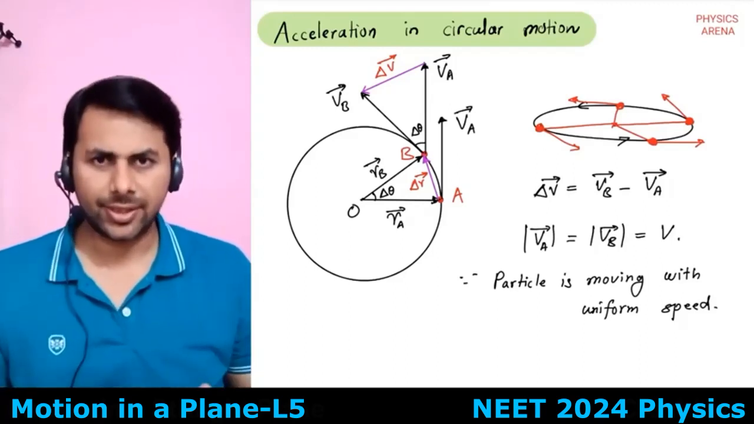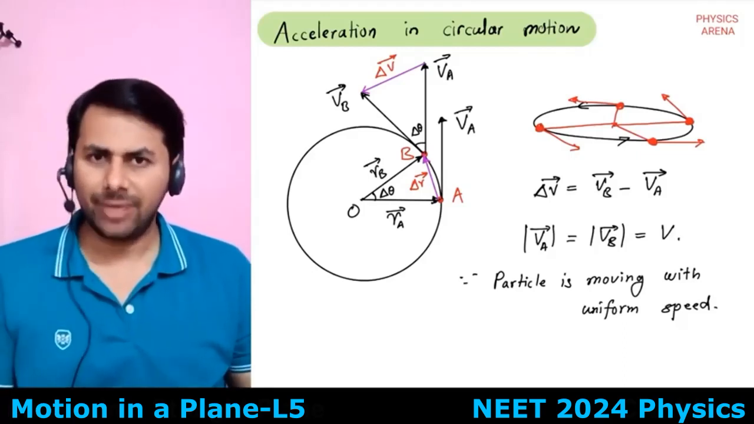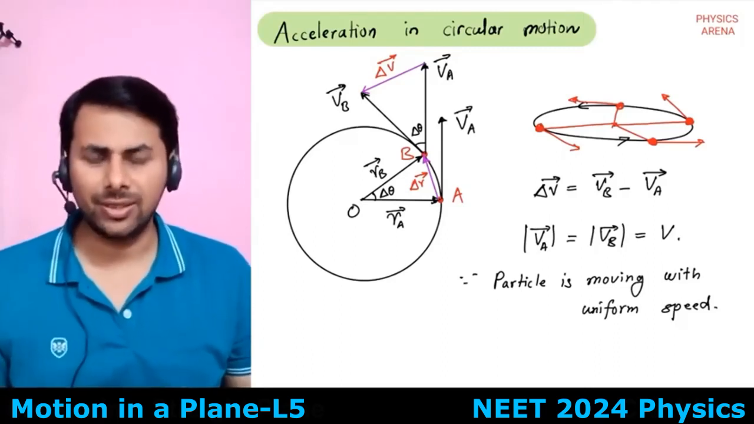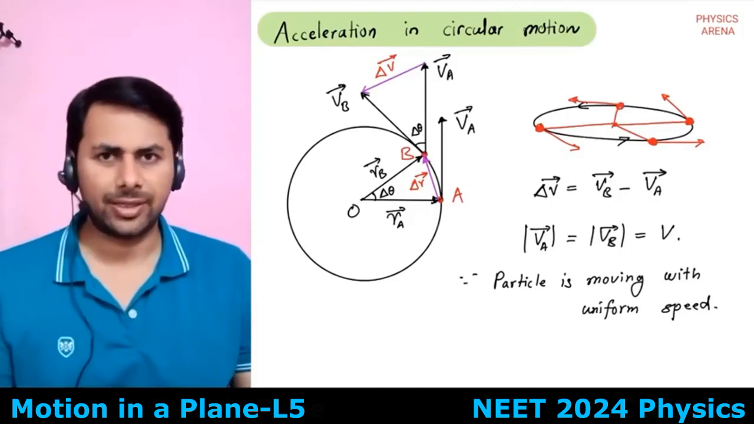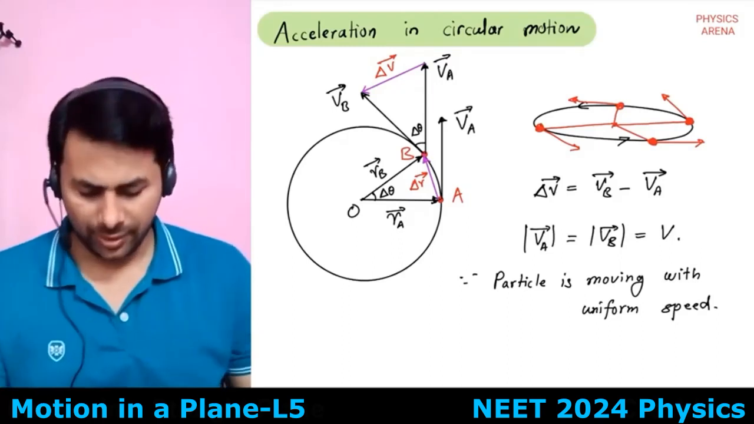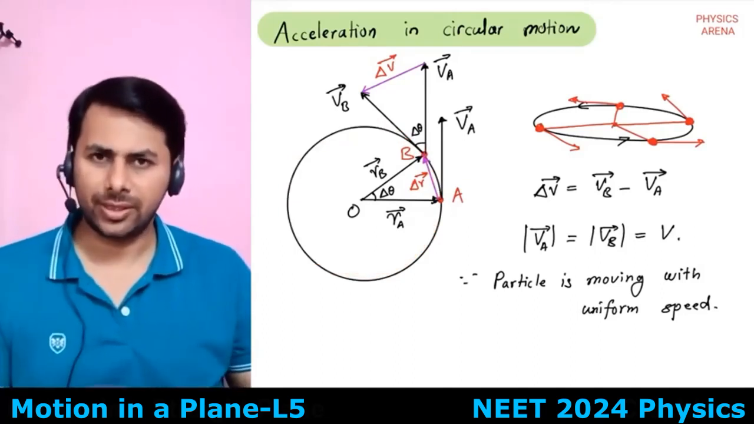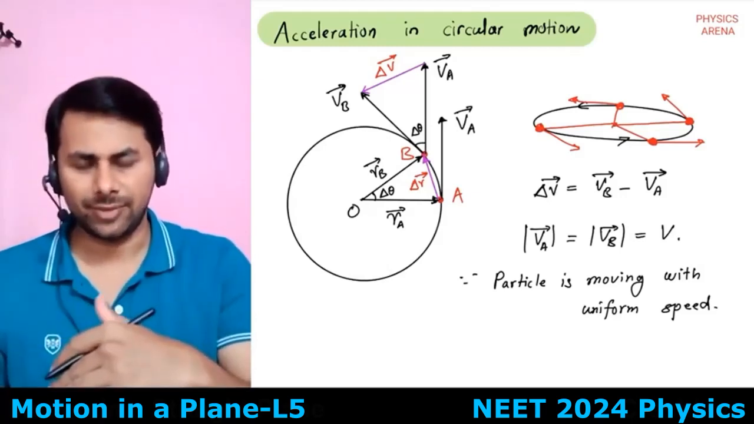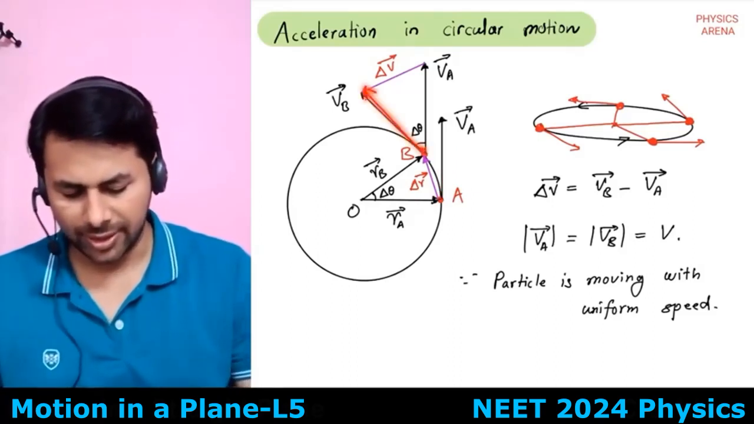So, actually there is acceleration because see, what is acceleration? It is change in velocity divided by time. And velocity is a vector quantity. So, there can be change in velocity if you change its magnitude, that is, if you change the speed, or if you change the direction. Okay. So, in case of circular motion, magnitude of velocity remains constant at each and every point, but direction of velocity keeps on changing. Right. Velocity at this point is in this direction. Velocity at this point is in this direction.